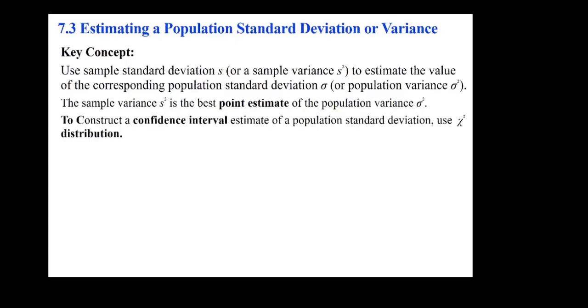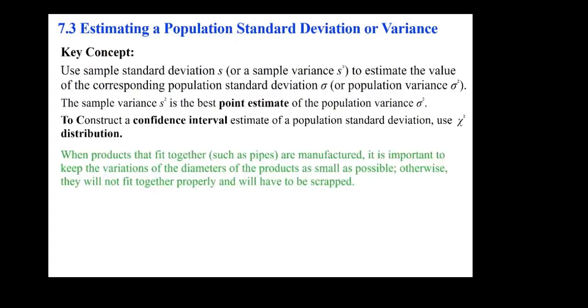To construct a confidence interval estimate of the population standard deviation, we use the chi-squared distribution. This is a Greek letter, chi, it's not x, chi-squared distribution.